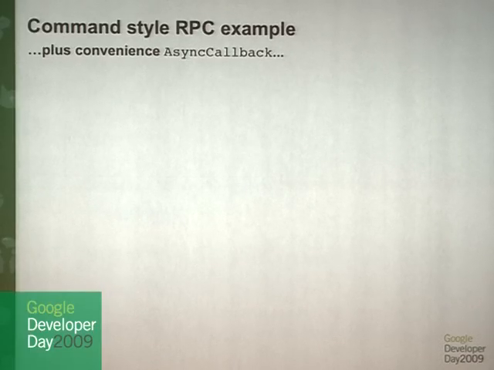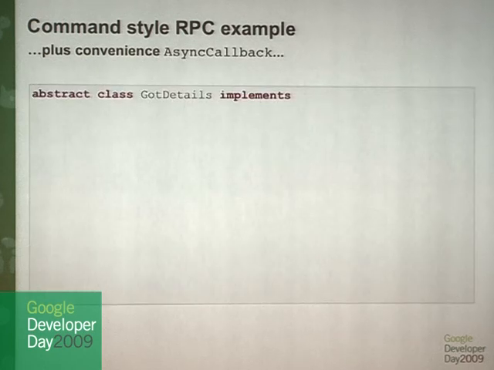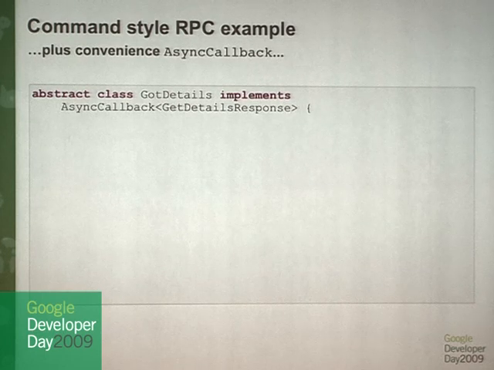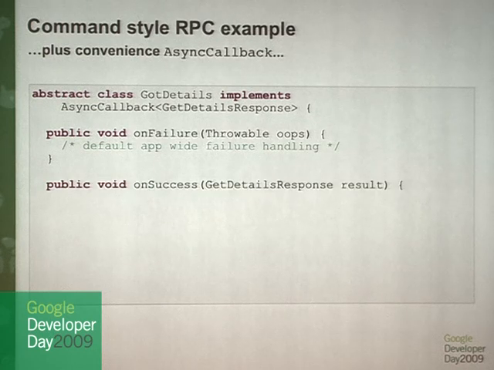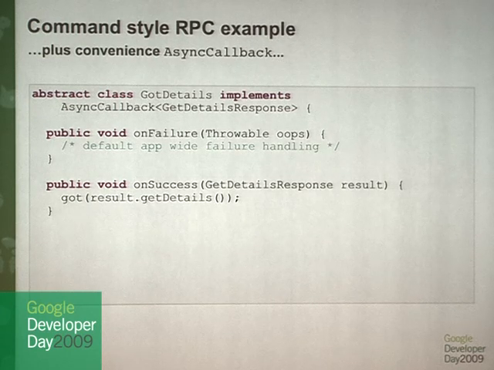Now I want to make it a little bit easier to write the code. So I'm going to have this convenience class. It's an asynchronous callback. And I'm going to call this one got details. And it has an onFailure method. And here I put in all my error handling. And then an onSuccess method. And I call a new method called got. This is kind of the trick. So when you make an RPC call, you always have to pass in as another parameter the asynchronous callback handle. And you see this extends asynchronous callback.